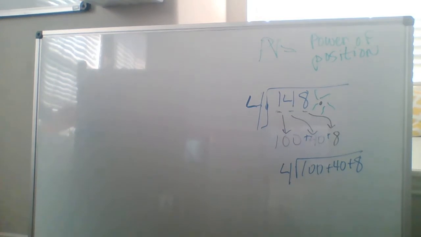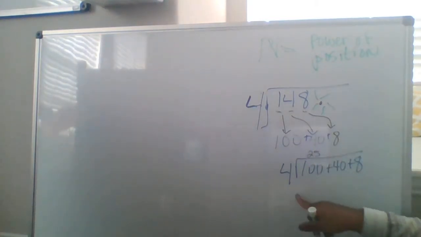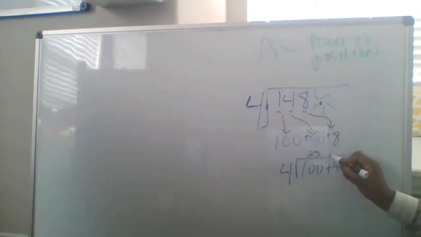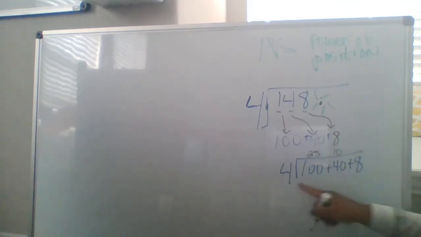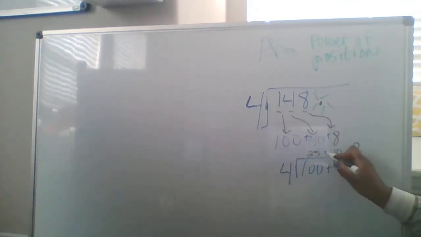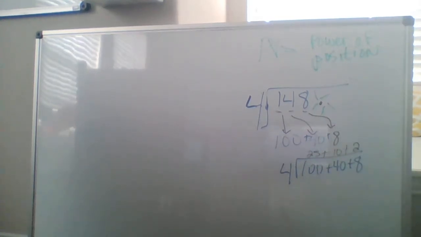Four goes into 100. How many times, guys? 4 goes into 100 25 times. 4 goes into 40. How many times? 10. 4 goes into 8. How many times? 2. And again, we're just bringing our signs up, right? So, what is the answer? 25 plus 10 plus 2 is what? 25 plus 10 is 35. 35 plus 2 is 37. Our answer is 37.